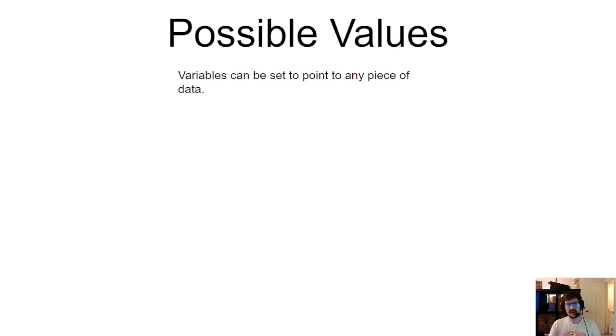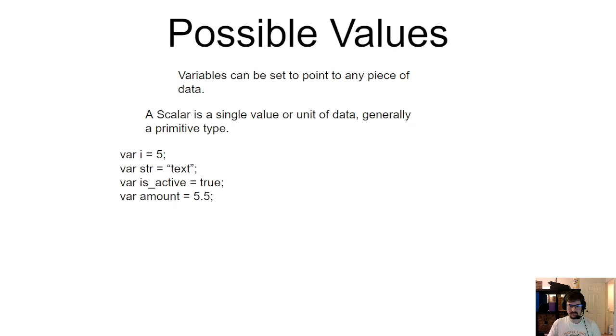Possible values. Variables can be set to point to any piece of data. They can be set to point to scalars. Scalars are a single value or unit of data, usually a primitive type. So we can see a couple examples of that here. These are 5 variables being set to scalar values. And as soon as you set those, they get sent into memory like we just went over.